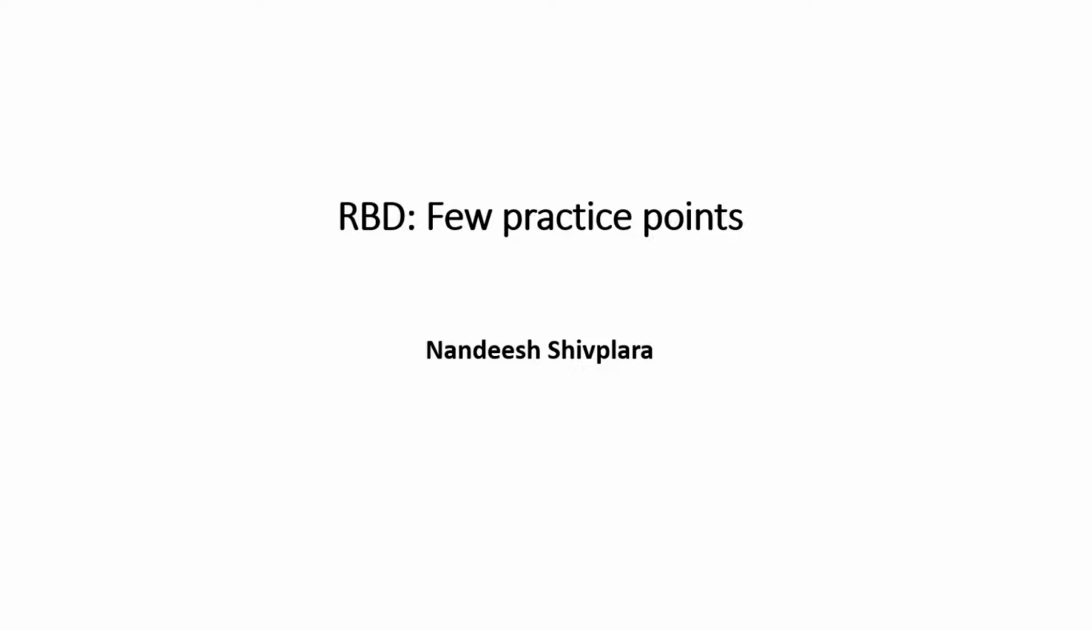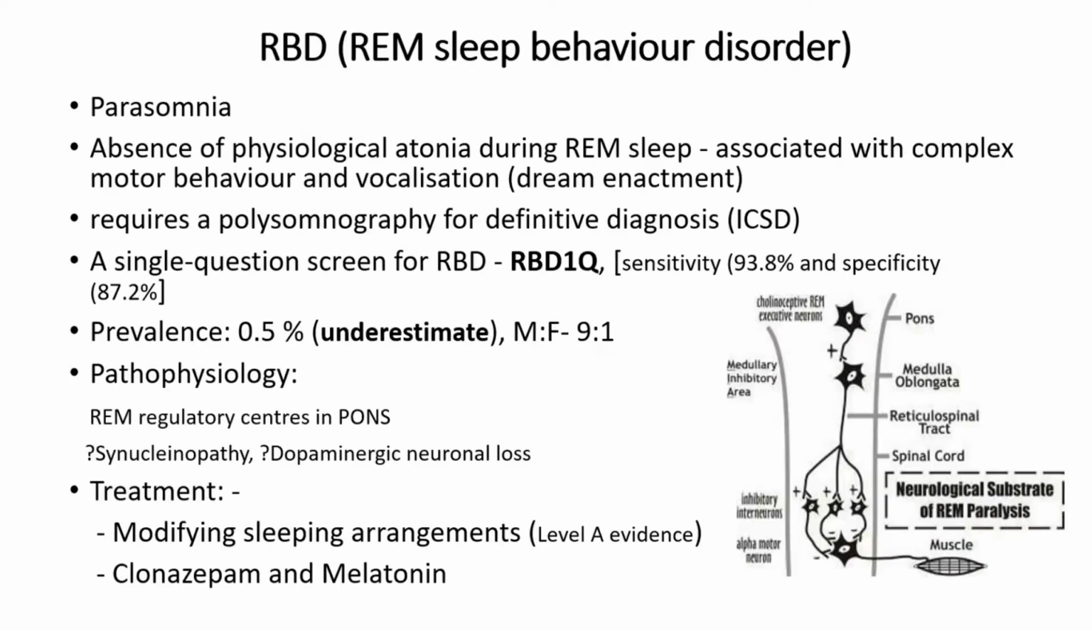I'm just going to talk a few points about REM sleep behavior disorder. REM sleep behavior disorder, also known as RBD, comes under the category of parasomnias. The hallmark of this condition is absence of the normal physiological atonia during the REM stage of sleep. Due to this lack of atonia, patients present with complex motor behavior with or without vocalization in the context of unpleasant dreams. Normally we call it dream enactment behavior.